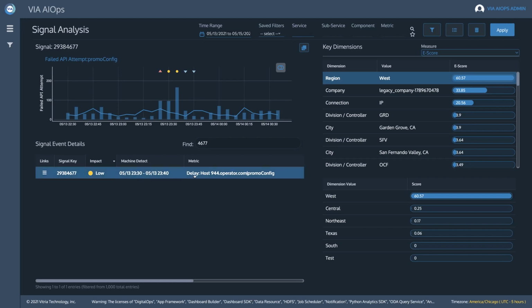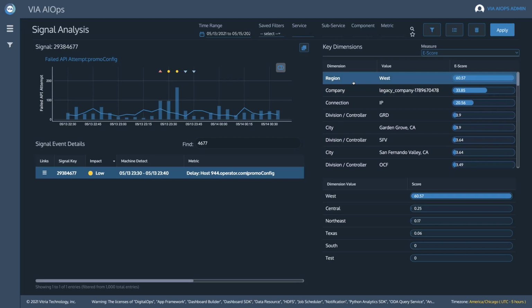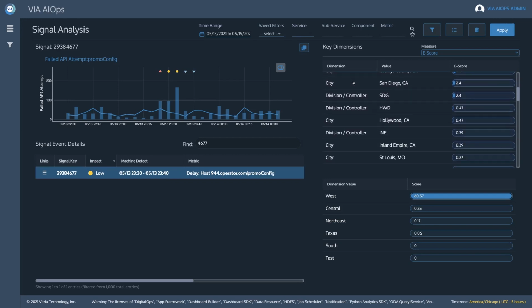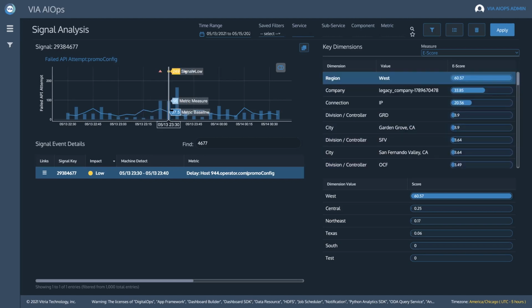Here we're showing a delay related to a specific host. And we also see the dimensionality of that, where this host is located, what company it's serving, the connection type for this particular enriched signal. The dark blue line represents the machine learned baseline, and the histograms represent the actual metric values.